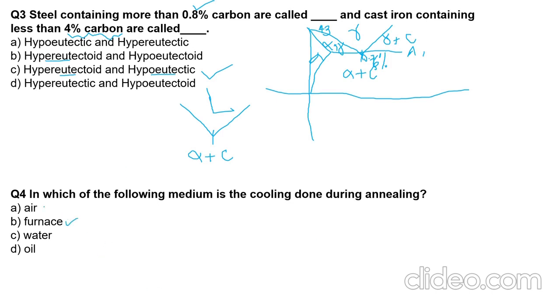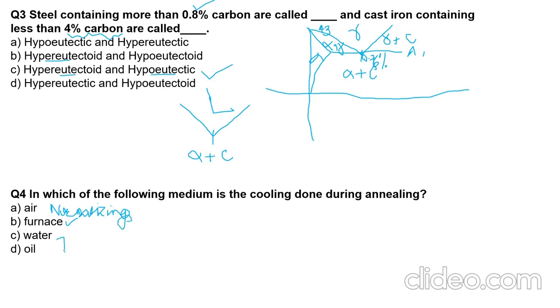But if you allow it to cool in air, what is it called? Generally, when you take your sample from the furnace and let it cool in the air, the treatment is called normalizing. Right, because you have slightly faster cooling rates in normalizing. In annealing, you have a very slow rate, right? So this is normalizing, and in furnace it is annealing.